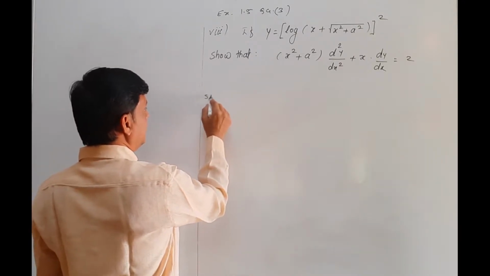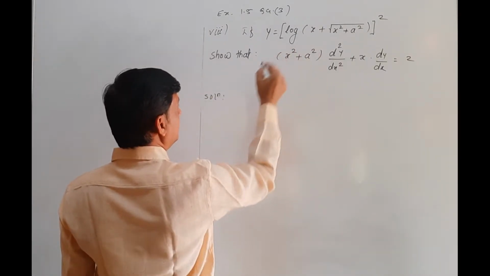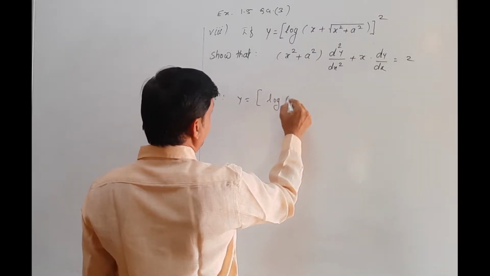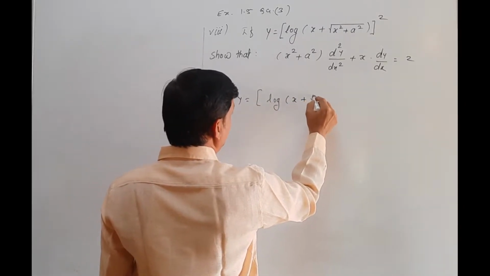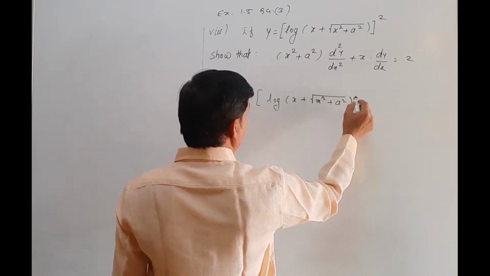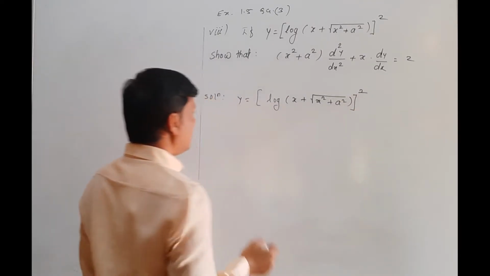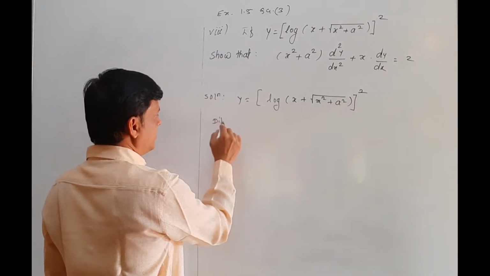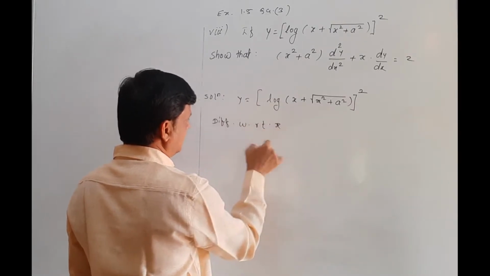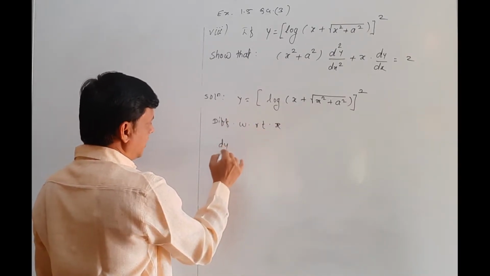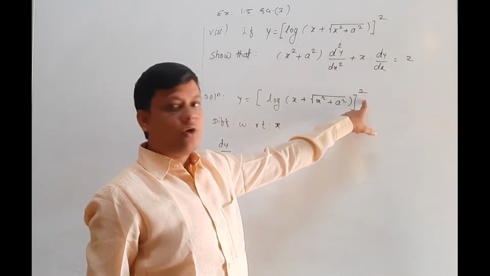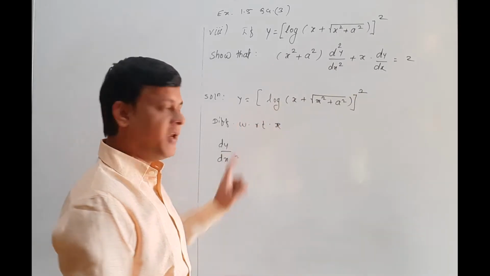So we write in the solution y = [log(x + √(x² + a²))]². Now we differentiate this function with respect to x first. Derivative of y with respect to x, we write dy/dx. Here we have to apply the power rule first, so we write the power in multiplication.